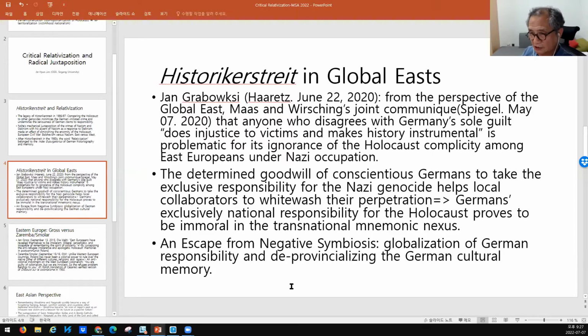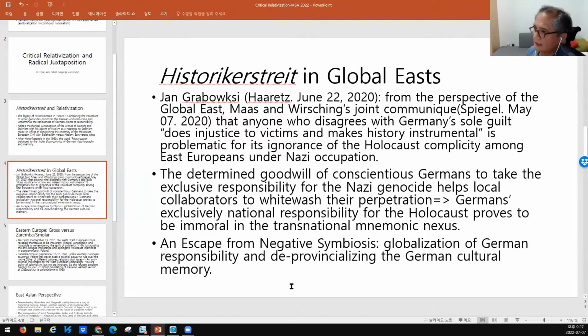In yesterday's talk, we could hear about the Ukrainian ambassador in Germany and his talk about the role of Ukrainians during the Holocaust. In a sense, Maas and Wirsching's argument for the sole responsibility of Germans for the Holocaust helps others, their neighbors who collaborated with Nazi Germans, to whitewash their perpetration. So Germans' exclusively national responsibility for the Holocaust proves to be immoral in the transnational mnemonic nexus.